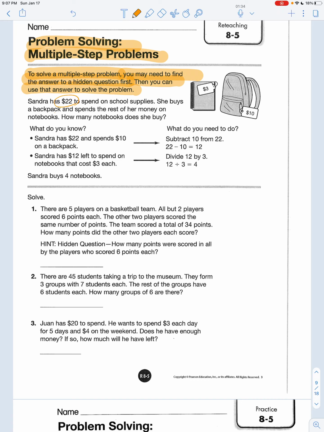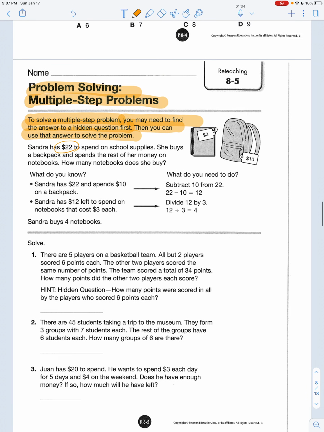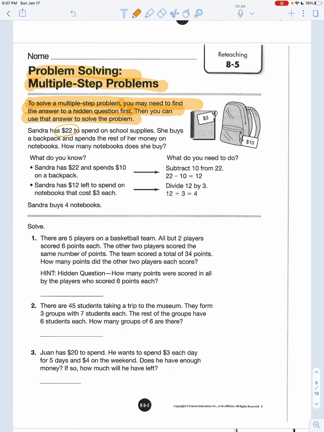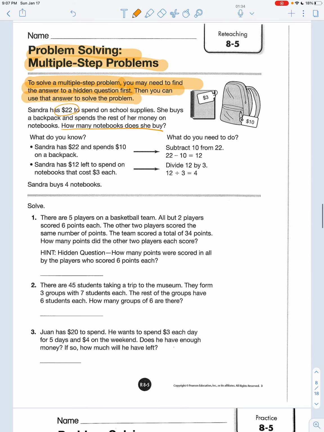Well, that has a lot of information, and it's not easy for me to find any other information. I have one number. Looks like how many notebooks did she buy, but I don't know how many notebooks she bought because she bought a backpack and she had $22 to spend. So you really have to break it down and see what the different things say. So what do you know?